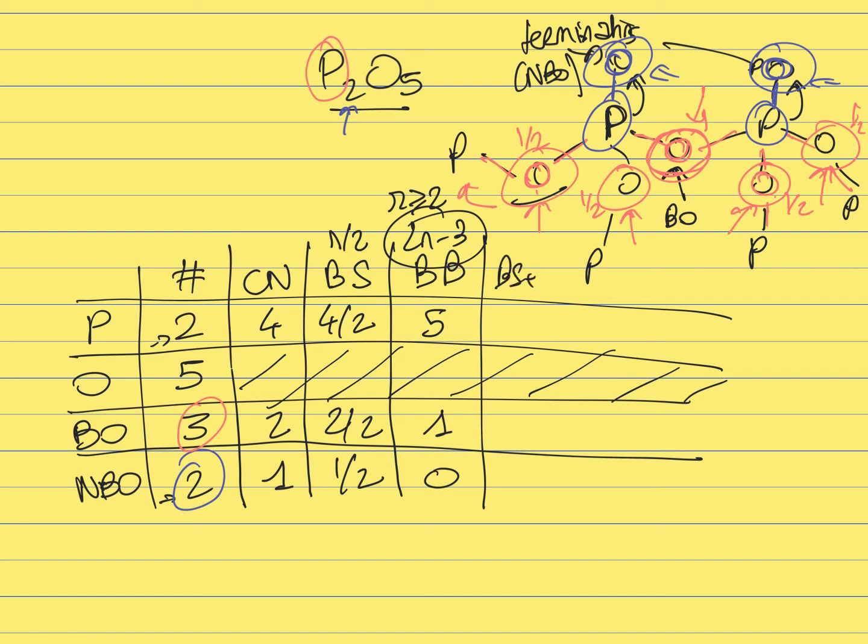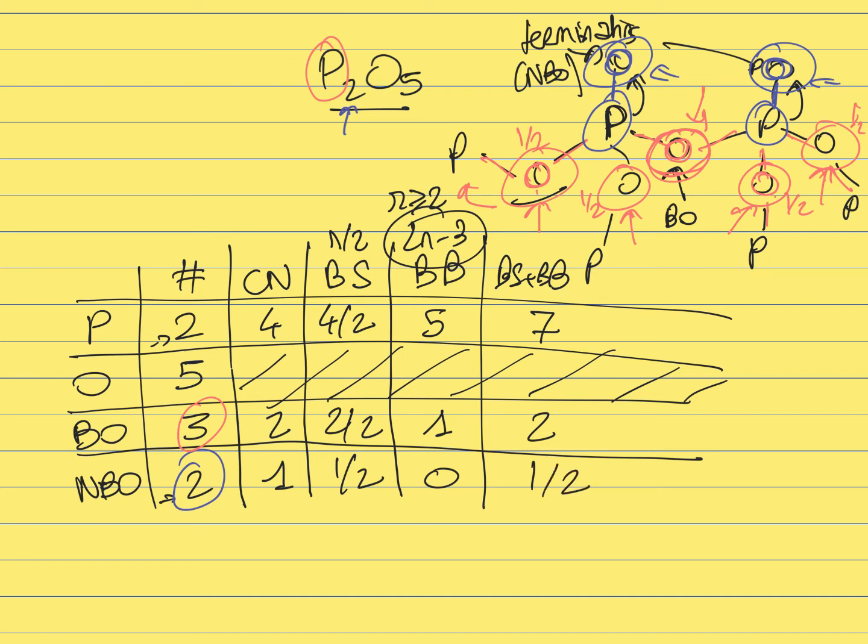Okay, so now we can calculate the number of bond stretching plus bond bending. So we have 4 divided by 2 plus 5. That gives you 7 for the phosphorus atoms. We have 1 plus 1 equal 2 for the BO, the bridging oxygen. And we have 1/2 for the non-bridging oxygen.